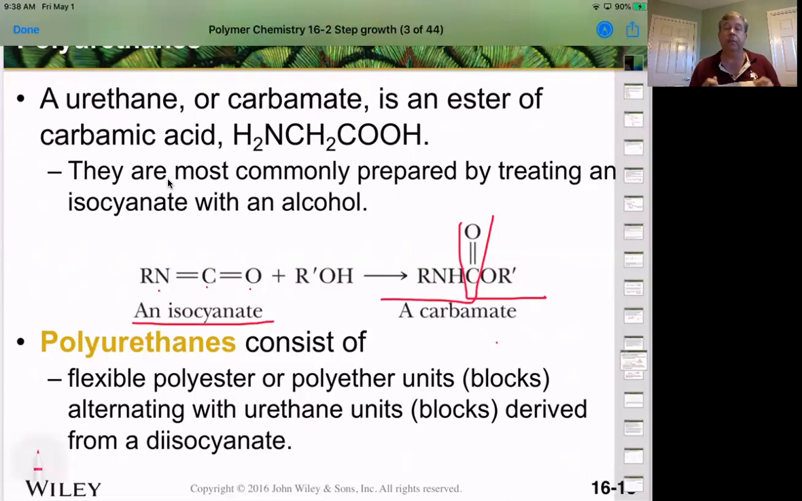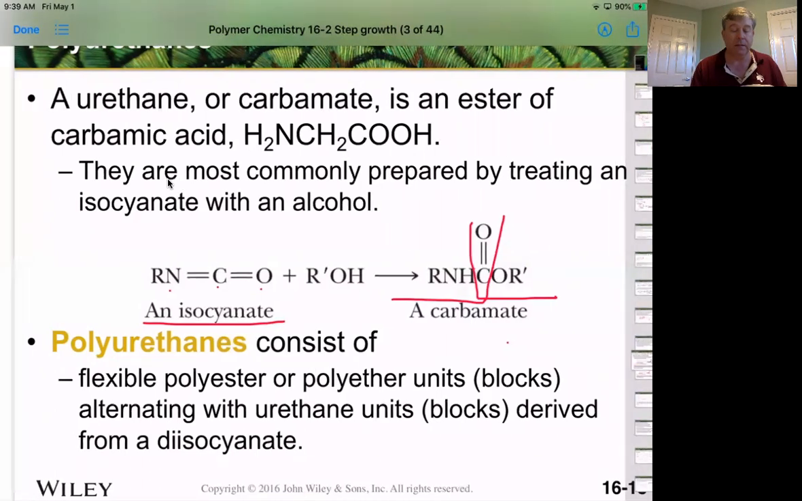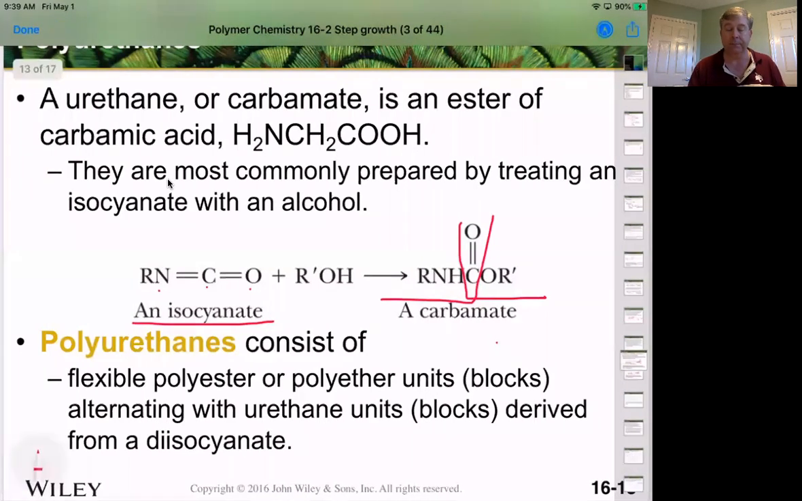So in this case, we can make a wide range of polyurethanes by taking an isocyanate and reacting with an alcohol. Note, this does make nice fibers, but it's also used industrially to make foams. So when you hear of polyurethane foams, they can be flexible or rigid, and they're typically made by using an isocyanate with an alcohol.